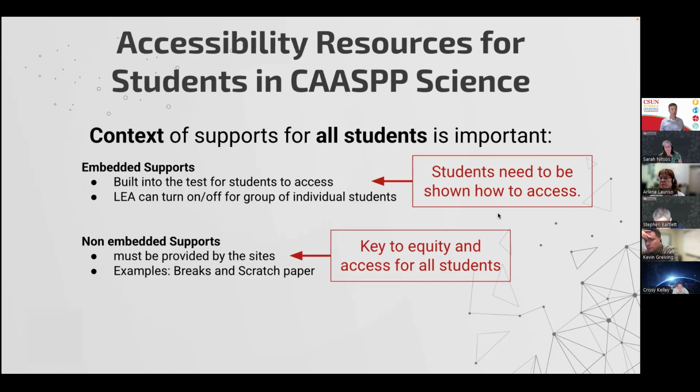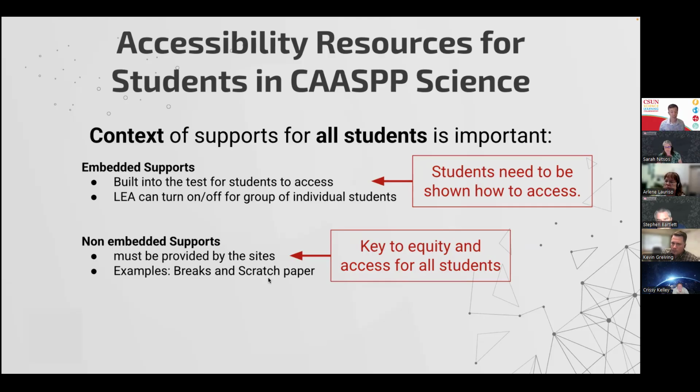So it's important for us to think about here, just making sure that we're talking about accessibility is about equity, and trying to make sure that we are giving extra attention to this. The embedded supports are easy to turn on and turn off in the computer, but most students don't know that they're eligible for certain things. So you need to be thinking about that ahead of time for all of your students.